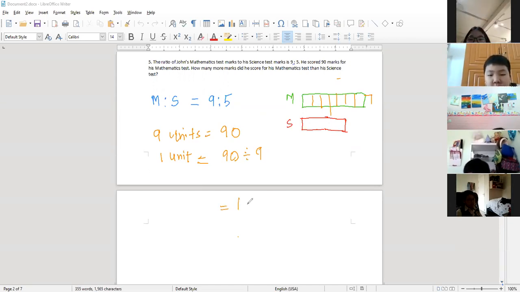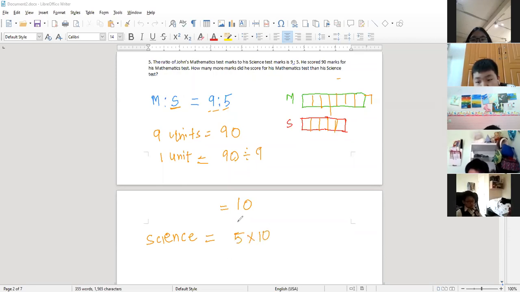So now if 1 unit is 10, can you tell me how many marks did he score in science? Science has how many units? 5 units, right? 1, 2, 3, 4, 5. So 1 unit is 10. So science is 5 units. Science equals 5 times 10, which is equal to 50.